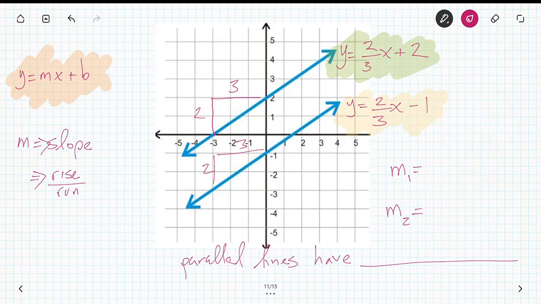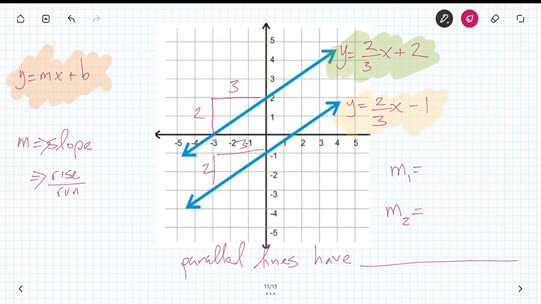I wanted to make this video just to emphasize the importance of parallel and perpendicular lines. The first thing that we should know about lines is that their standard form should be y equals mx plus b, and that basically gives us the slope and the y-intercept. We know that the slope is equal to the rise over run.